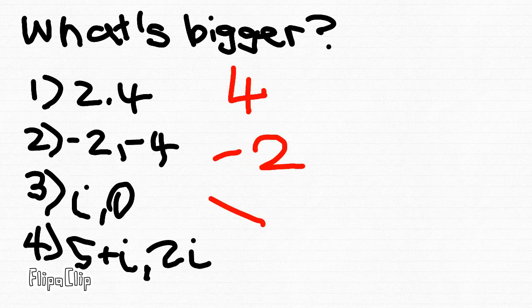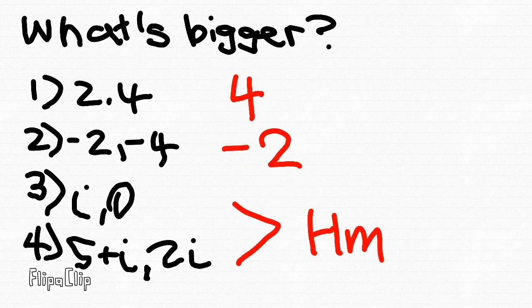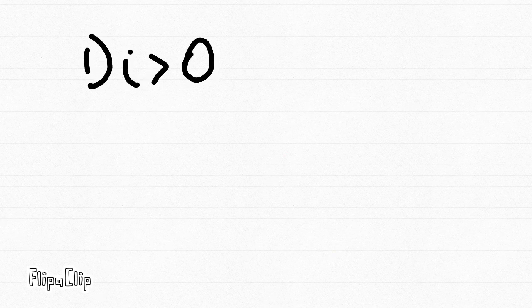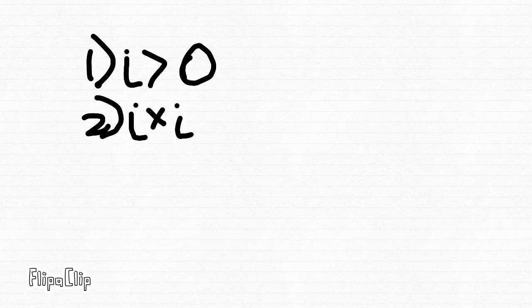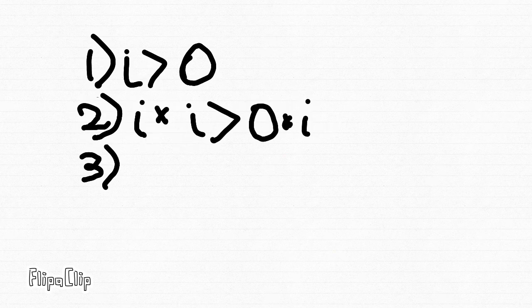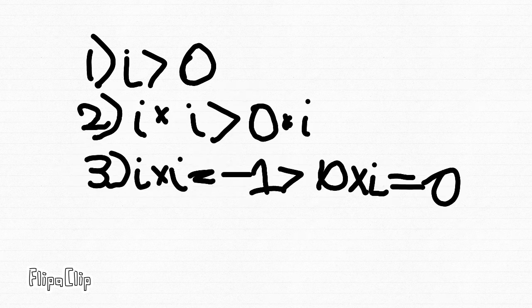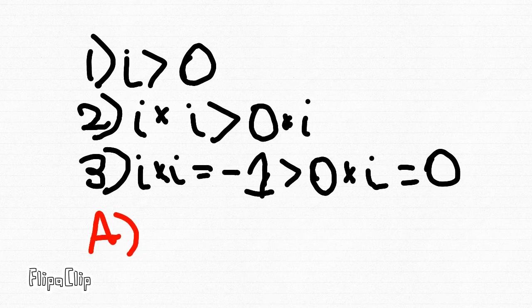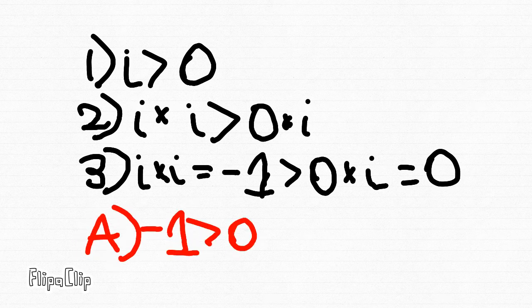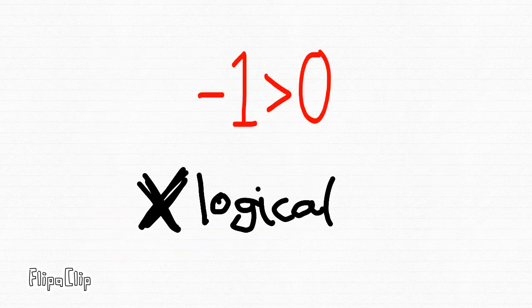But for number 3 and 4, let's solve it together. First, let's claim that i is bigger than 0. Then let's multiply i on both sides. Can you remember i squared equals -1? Let's use that here. Then the answer should be -1 is bigger than 0. The answer is not logical, so i is not bigger than 0.